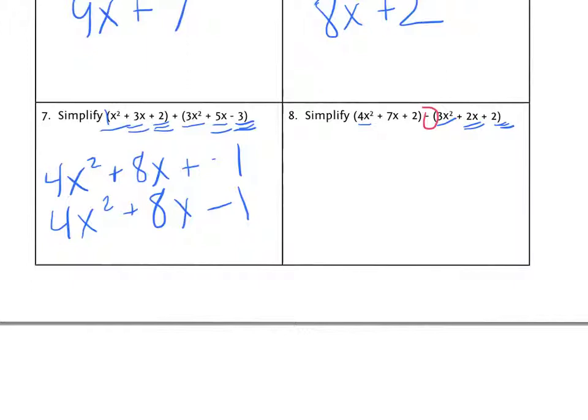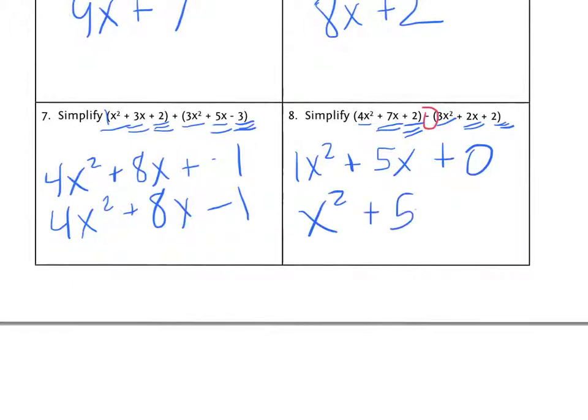So the 4x squared minus the 3x squared is 1x squared, and writing that 1 is optional. Now we've got the positive 7x minus the positive 2x, which is 5x positive. We've got a positive 2 minus a positive 2 again. Well, that's 0. We don't need the 1 here. We could just write x squared. We do need the 5x, and we don't really need the 0, so either one of those solutions would be acceptable.